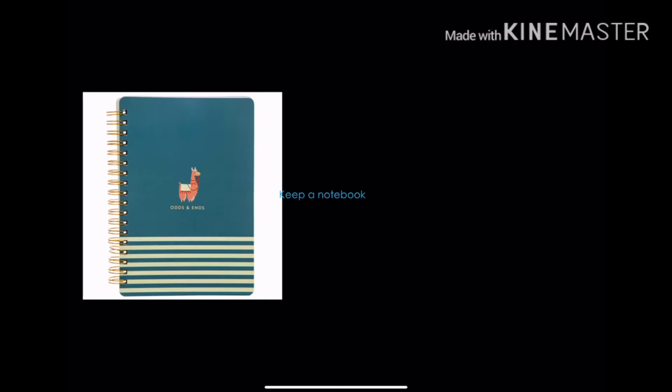So guys, today just a tip: keep a notebook, and don't forget to keep a notebook, because you need to take notes. If you don't have a notebook, just take a piece of paper, or you can just use notes on iPad.